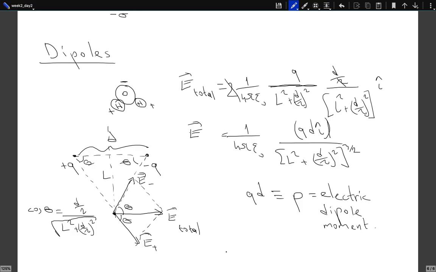So the electric dipole moment vector is defined as Q times D in the minus i hat direction. Minus i hat because I happen to define the i hat vector to be from the positive charge to the negative charge. So this is just a vector pointing from the negative charge to the positive charge. That is the definition of the electric dipole moment vector.